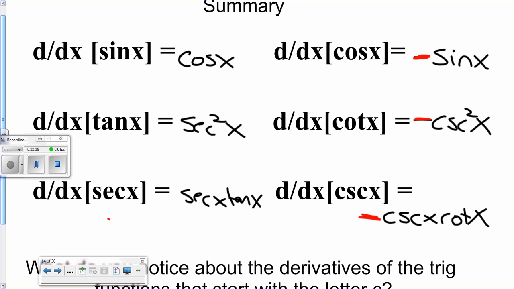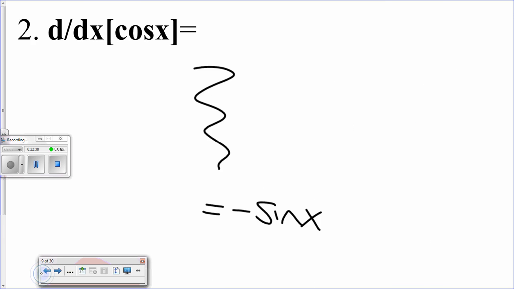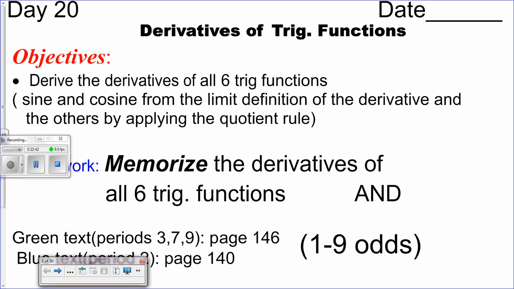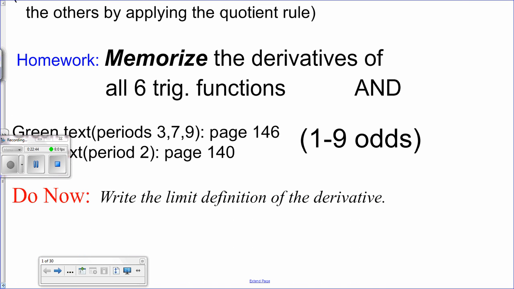Now, you're going to try a couple problems in the book tonight. The big thing is that you memorize these. We're going to practice using them in the product rule and the quotient rule and all that. But they're just page 146, 1 to 9 odds. The answers to all the odds are in the back of the book, so you can check your answers. It's barely anything.